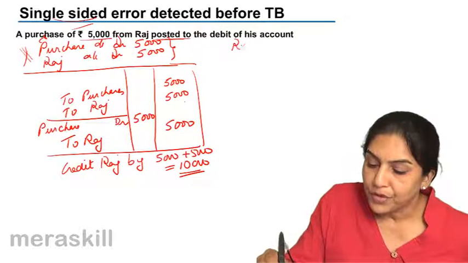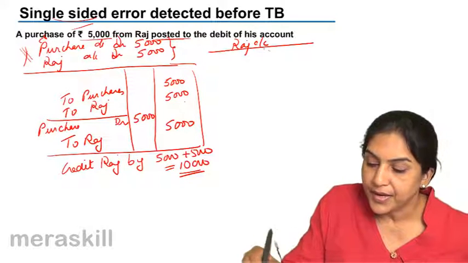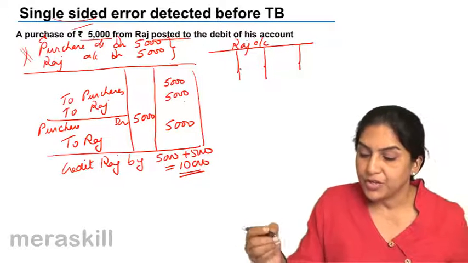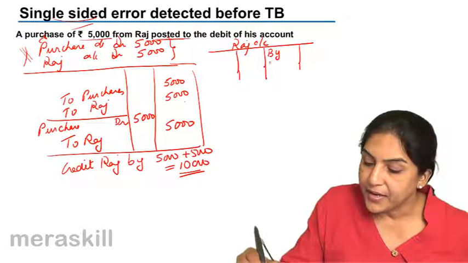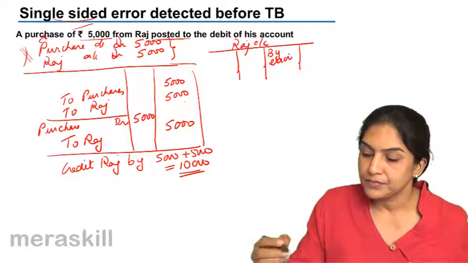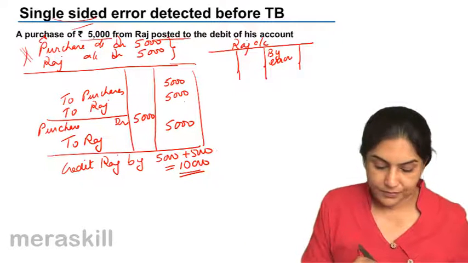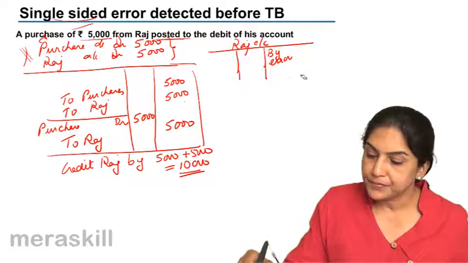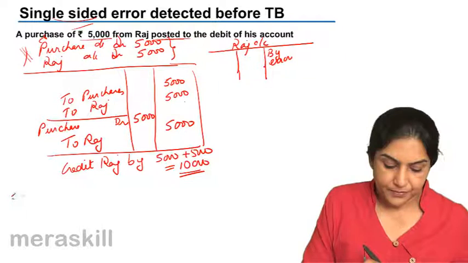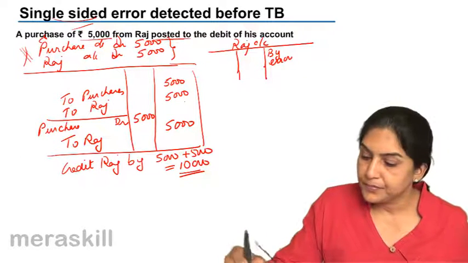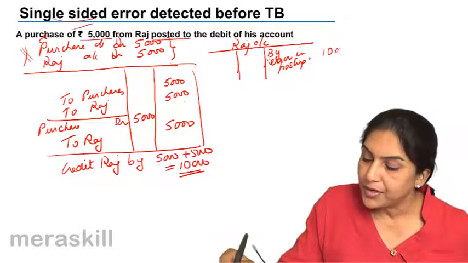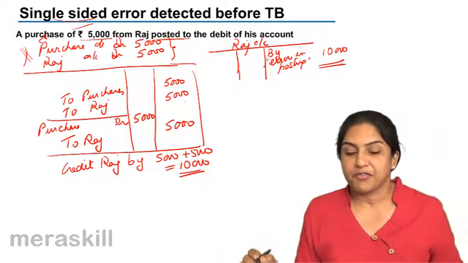So what do we do? We go to Raj's account. Again, I repeat, this is not a journal entry, not a double entry. We need to credit it by error in posting. We say by error in posting. What is the amount we are talking about? 10,000. And this will rectify our errors.